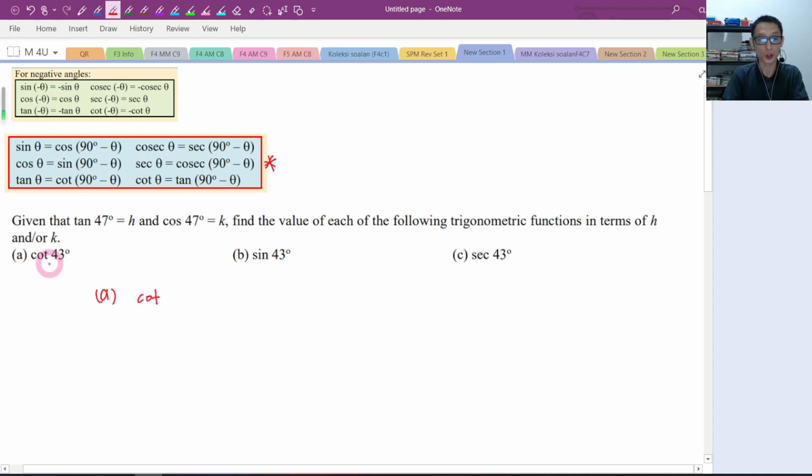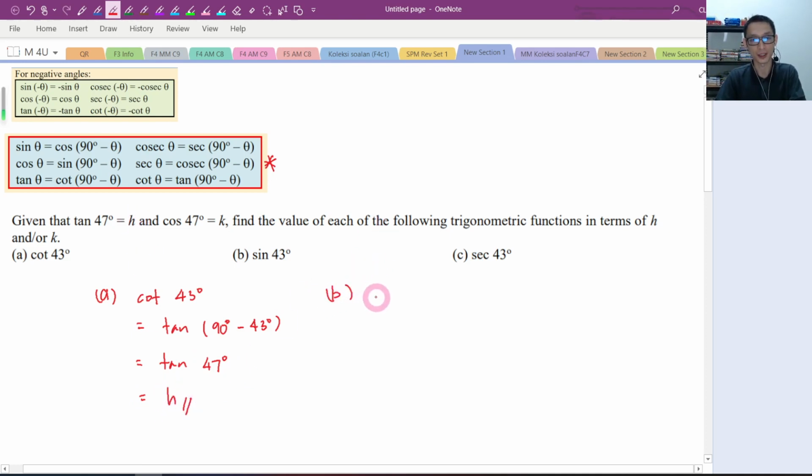Cotangent 43 degrees. We don't have cotangent 43 degrees, but we can change it to 47 degrees. How do we change to 47 degrees? Remember, sine and cosine are one group, secant and cosecant are one group, tangent and cotangent are one group. So this is cotangent. Let me change to tangent, and then it will be 90 degrees minus 43 degrees. And this will give tangent 47 degrees. Do we have tangent 47 degrees? Yes, given by the question it is equal to h. Okay, this is the answer.